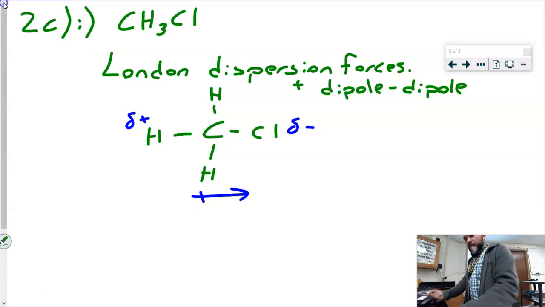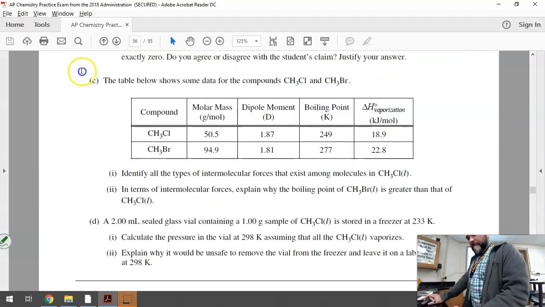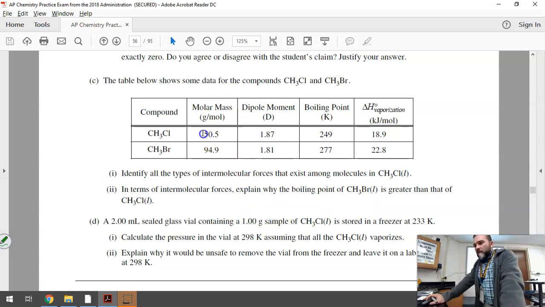All right, 2C2. Let's see what we got. In terms of intermolecular forces, explain why the boiling point of CH3Br is greater than that of CH3Cl. So here we go. We have our data table. You'll notice that the molar mass of CH3Br is way bigger than the mass of CH3Cl. And the boiling point further down is higher for the CH3Br than it is for the CH3Cl.